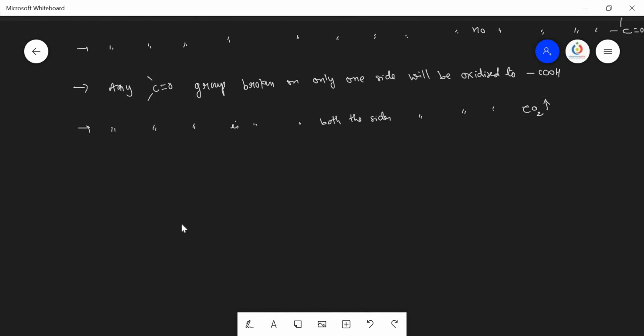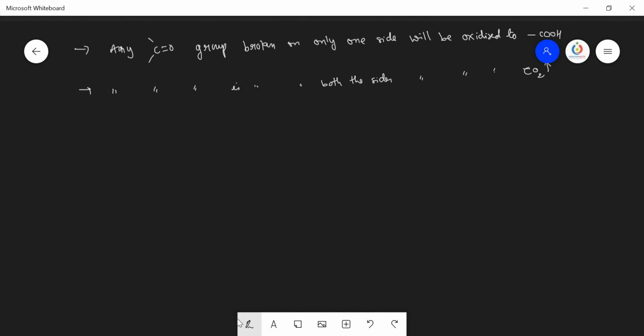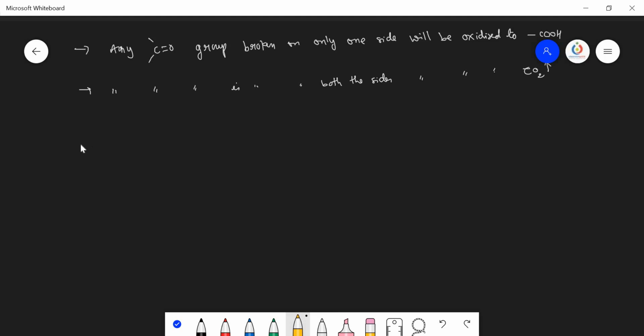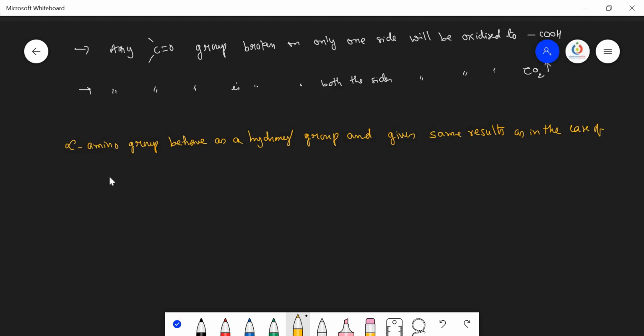Now let us see alpha amino groups. What happens if alpha amino groups are also present? As I said, the alpha amino group behaves as a hydroxyl group and gives the same results as in the case of vicinal diol.